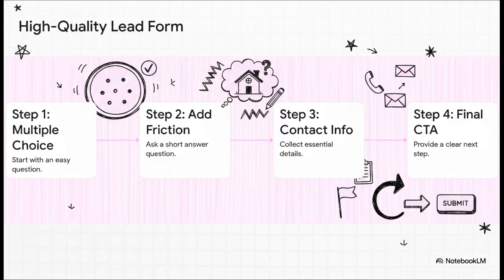So here's the 4-step recipe for a killer lead form. You start with something really easy, like a simple multiple choice question to get them started. Then, boom, you hit them with that friction. A short answer question. Something like, what's the number one thing you're struggling with right now? It makes them think. After they answer that, you collect the usual stuff. Name, email, phone number, and then you're on to the final step.